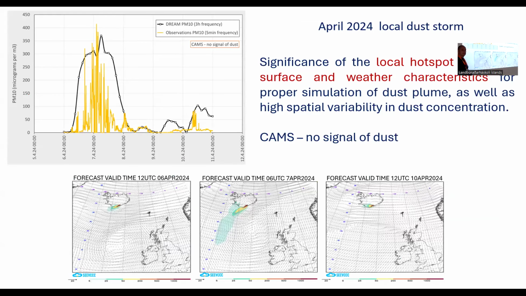And here are the results. A few days in April: the yellow is observation, PM10, 5-minute frequency. The black line is the model, but on every third hour, direct model output. So I didn't bother with averaging and such. I think these lines would fit even better with averaging and moving averaging, etc.